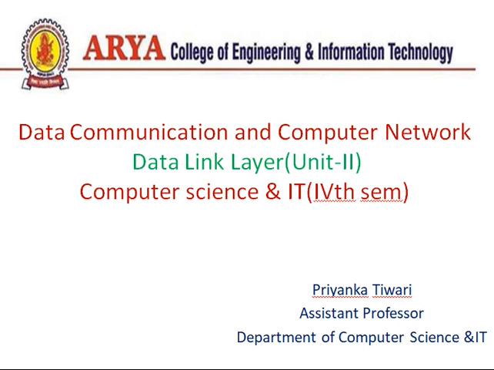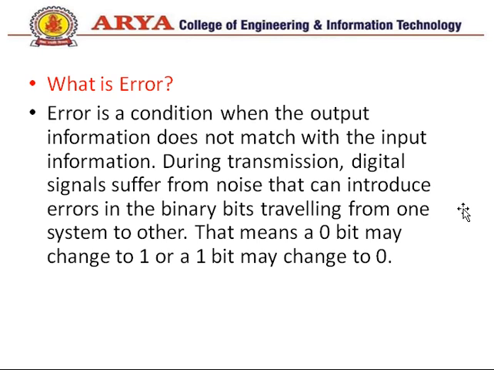So today we are going to discuss the next unit of data communication and computer network, which is the second unit as per the syllabus, and its name is data link layer. So we'll start it today. First, what is an error? Error is a condition when the output information does not match with the input information.